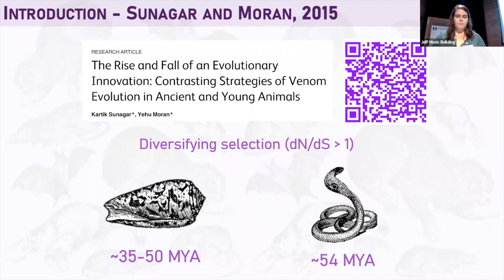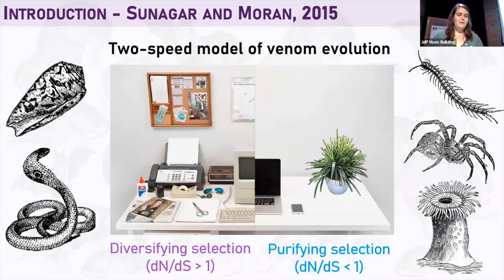This led them to propose, pardon me, their two-speed model of venom evolution. The idea is that you have this rapid diversification of toxins and different functions that are acting in these venoms. And this is then further expanded via selections such as diet or range expansion. Then this is followed by a much longer period of purifying selection that is preserving the toxins.